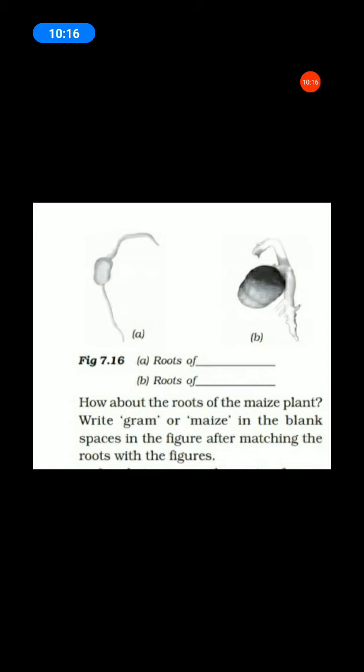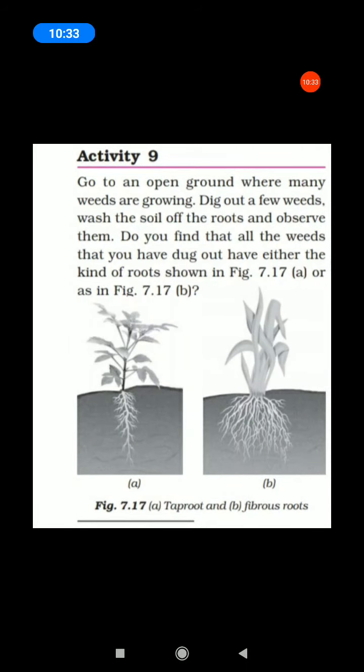Next. In what way are roots of gram and maize similar? In what way are they different? There seem to be different types of roots, isn't it? Or there are also other types of roots. Let us find out. Activity 9.